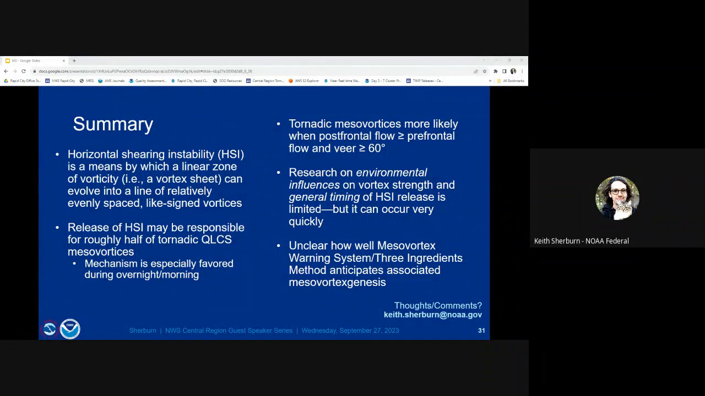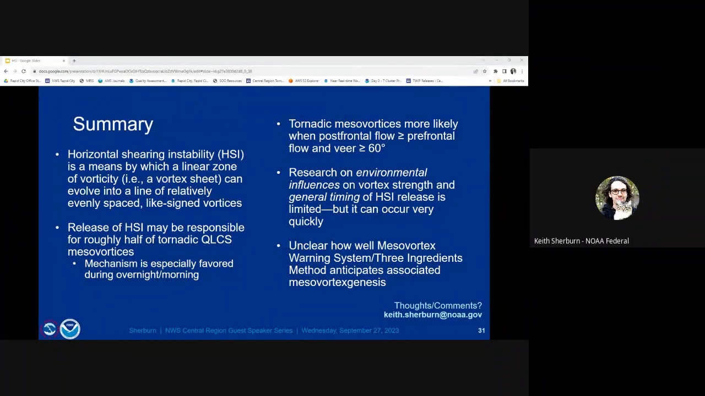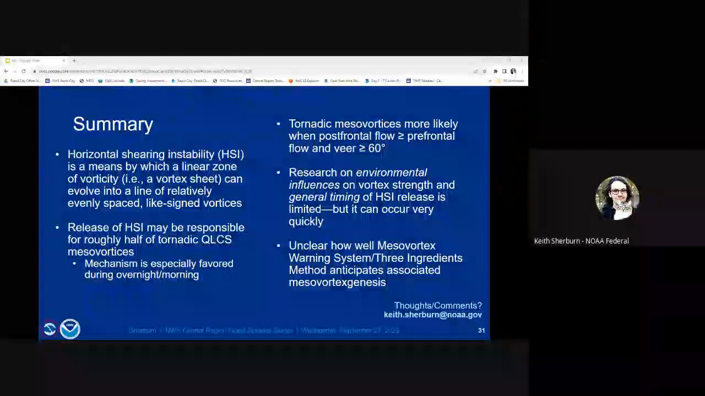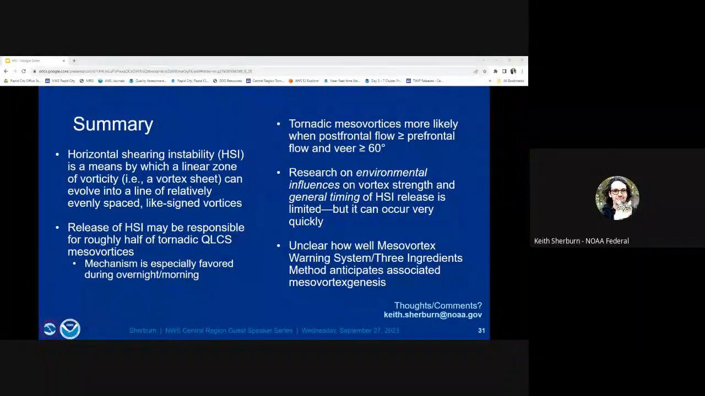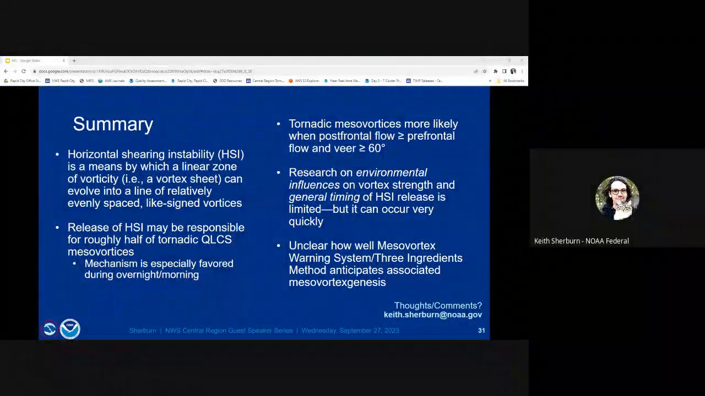We have 30 knots there in the 3 ingredients method for the 0 to 3 kilometer shear magnitude that's normal to the line. Should that be a lower threshold? Should it be a higher threshold? There are a lot of questions coming up, and I think we'll continue to evaluate the research findings that come out in the next few years and potentially take some action on that as necessary. But it could be that something entirely different is needed to account for HSI, and I think we'll figure that out as we go forward. But thank you for the question.